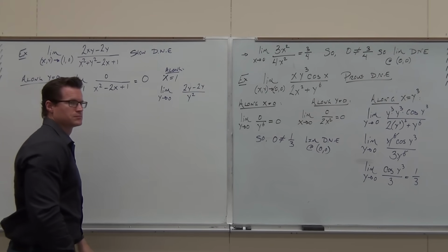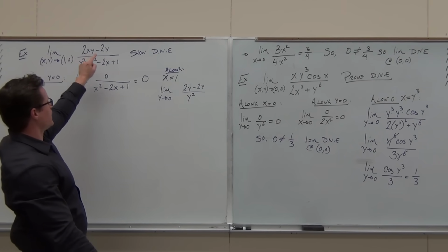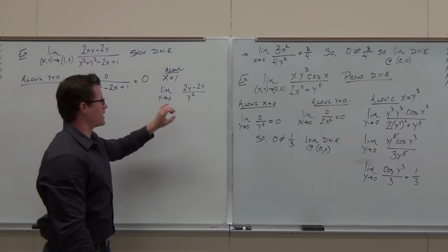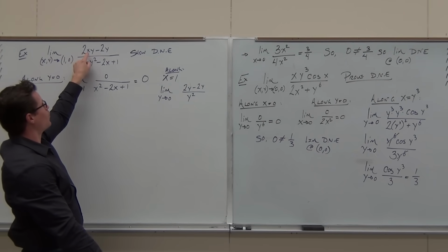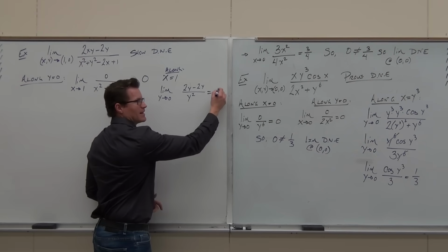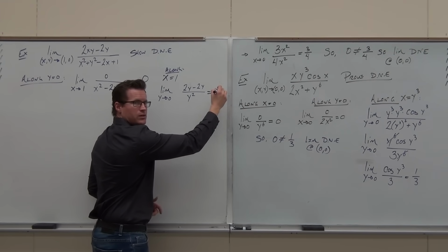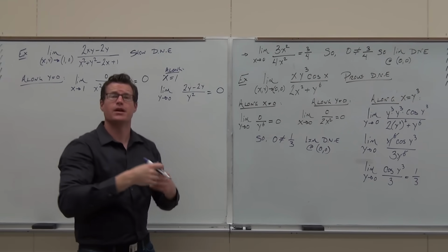We get that, because we have 1 minus 2 plus 1. The only independent variable left is y. Y has to approach 0. I got 1 here, so what's that limit? Come on. It doesn't do anything. So we need another path.